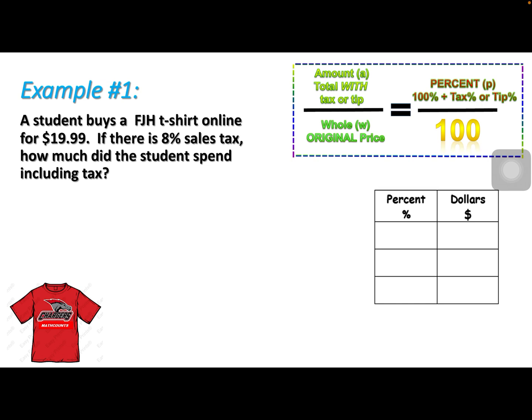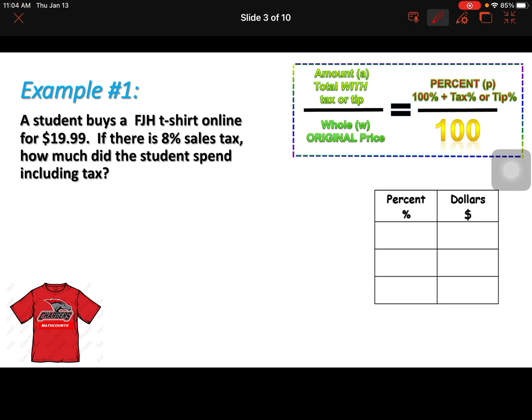So it says a student is buying a Fisher Junior High shirt online for $19.99. There is 8% sales tax. How much would the student spend including tax? So I want the full amount. Now we're going to do something a little bit different because I'm going to get you guys ready. We're going to start using this table to kind of help us visualize.